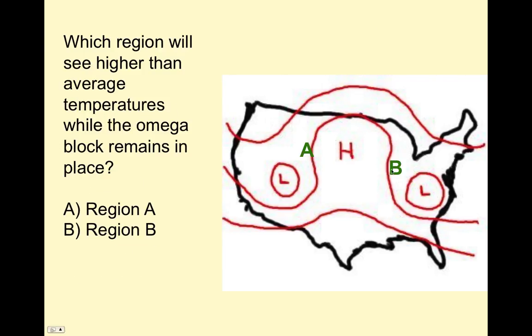Between these two regions, A and B, which one will see higher than average surface temperatures while this omega block remains in place? Well, if you just look at the overall prevailing wind direction, on the right side of the high, the winds are generally going to be pushing from north to south. You could probably expect, while this omega block is in place, strong northerly winds and colder than average conditions at point B. And on point A, just the reverse, you're going to have a southerly wind for the time this omega block's in place, probably warmer than average conditions as a result of that wind direction.